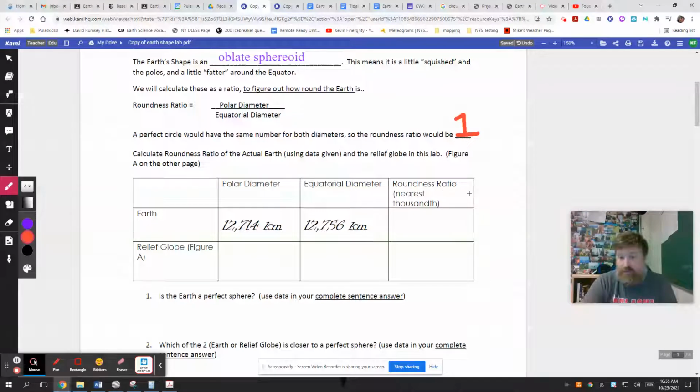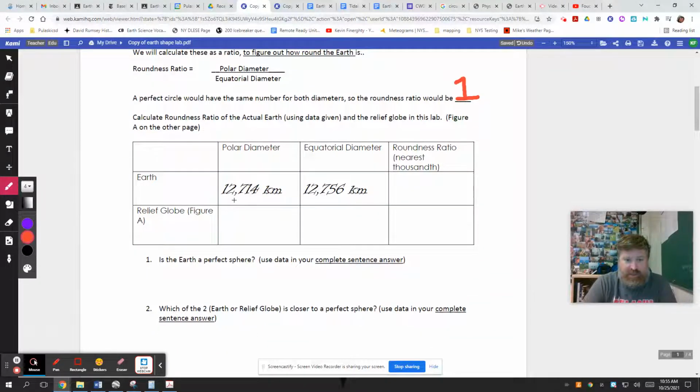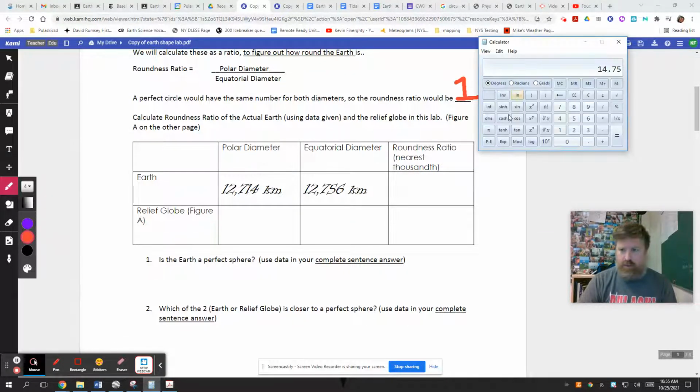So basically, however far away you are from 1 means the less round you are. 1 is perfect. The further from that you get, the less round you are. So we're going to take these two, 12,714 for Earth's polar diameter, 12,756 for Earth's equatorial diameter, and we're going to divide them.